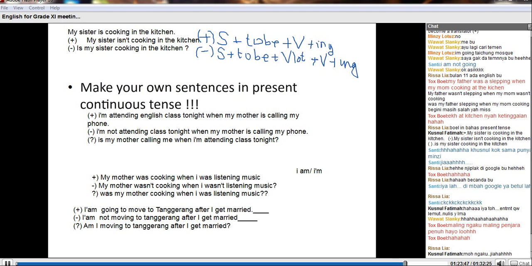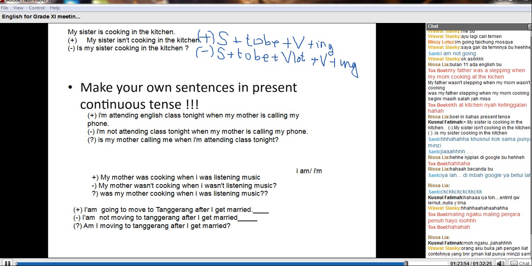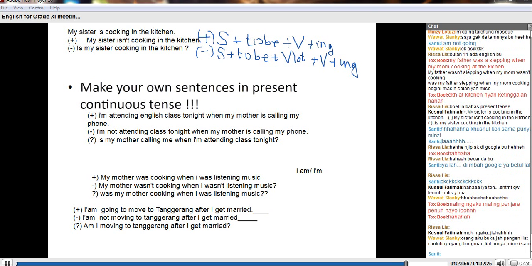Kalian ini sekali. November nggak ada, cuman Oktober aja bahasa Inggris ya. Jadwal, sesuai jadwal.